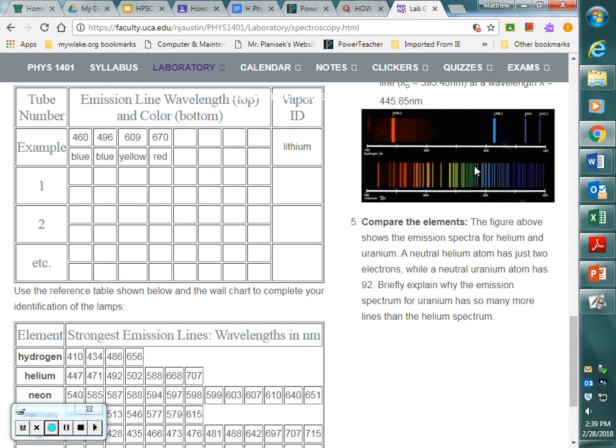Uranium's 92. So, it's the highest, it's the biggest atom that occurs naturally in the universe. Those others are all stuff we made in a laboratory.